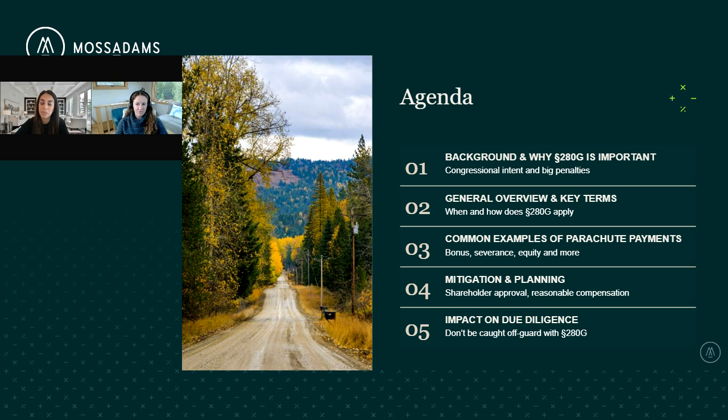And then she's going to be talking about some common examples that we see of parachute payments. And then I'll be going over some mitigation and planning opportunities around Section 280G, including the shareholder approval process, a reasonable compensation exception, and then briefly talk about the impact on due diligence to make sure you're not caught off guard when 280G might come up in a transaction. And then after that, we're going to leave a few minutes for any Q&A that might come in throughout the presentation. And with that, I'm going to turn it over to Chad for our first polling question.